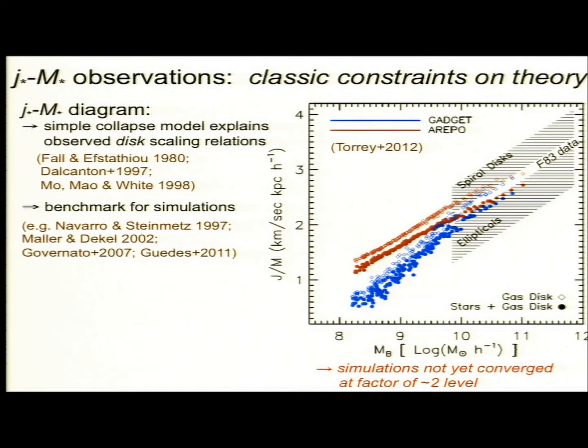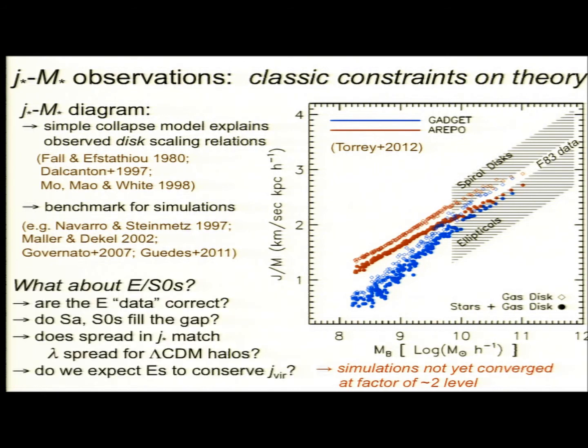Here is something much more recent. And the point here, again showing the same data, is not so much to compare to the data, but just to show that with 2 different methods, Arepo and Gadget, you get a spread of, say, a factor of 2 in the specific angular momentum, showing that the simulations have not yet converged on this to within a factor of 2. So it continues to be a benchmark, and we continue to hope for convergence from the simulations to agree with the data.